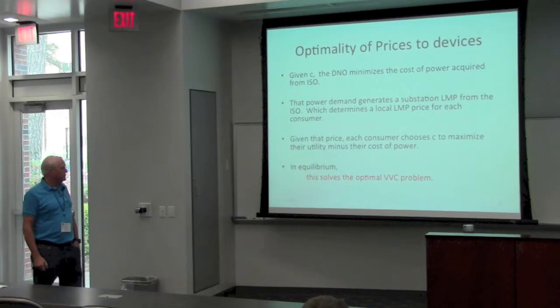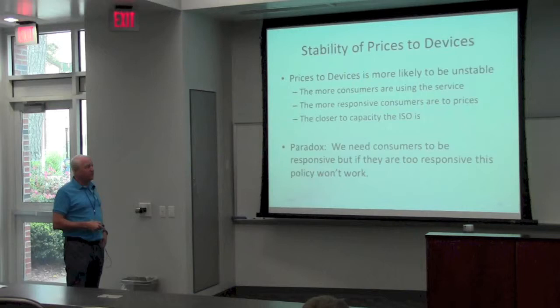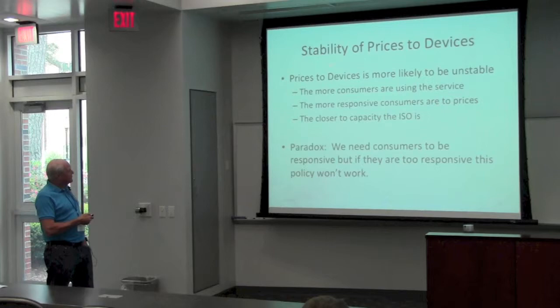The difficulty is that it's really unlikely to be stable. And I've got some little math, it's really simple. It's basically a cobweb for the economists, it's the cobweb sort of problem. The instability is more likely the more consumers are involved in this, the more responsive the consumers are to the prices, and the closer to capacity that the ISO is, because that gives you a steep supply curve.